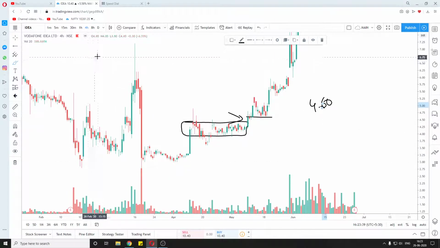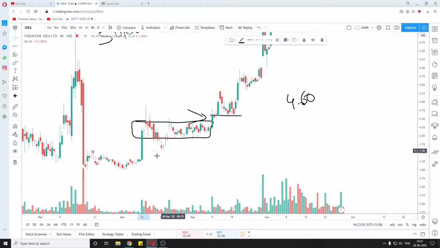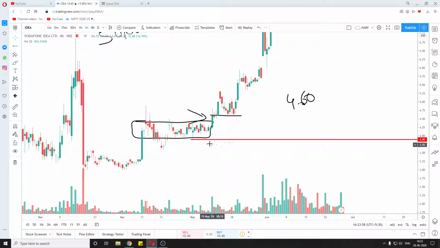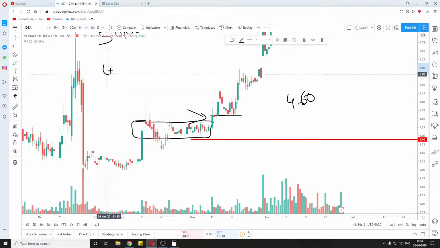We are going to do a positional trade, and we have 50,000 capital. Let's just say our entry is 4 rupees and 60 paise. Now the stop loss comes at 3 rupees and 90 paise. So 4.60 minus 3.9 comes to 0.7 rupees stop loss. That is a 70 paise stop loss.